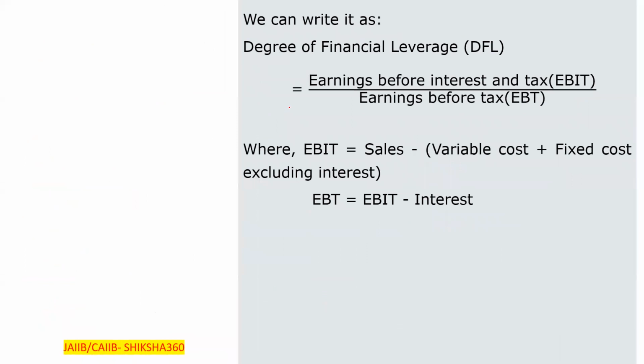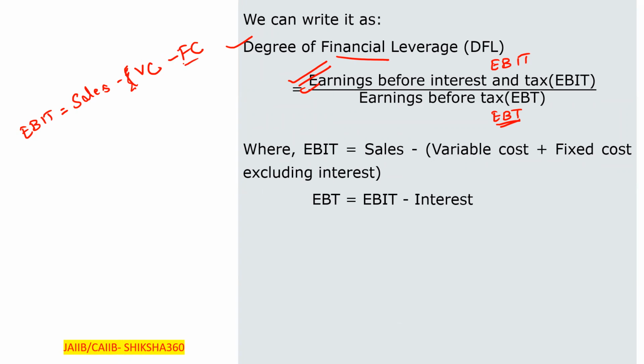And there are some other formulas. In simple language, we can write the degree of financial leverage as EBIT upon EBT, clear? What we have discussed in the starting, this is the formula, where EBIT is earnings before interest and tax, that is sales minus variable cost minus fixed cost, and fixed cost here is excluding interest, clear?